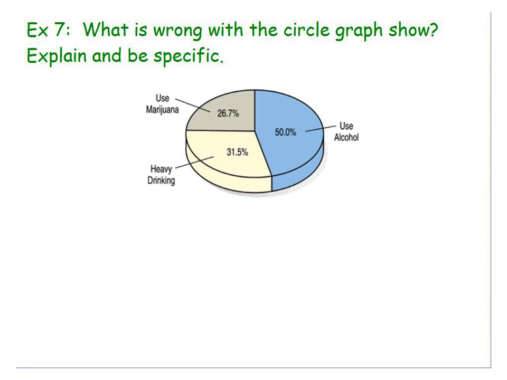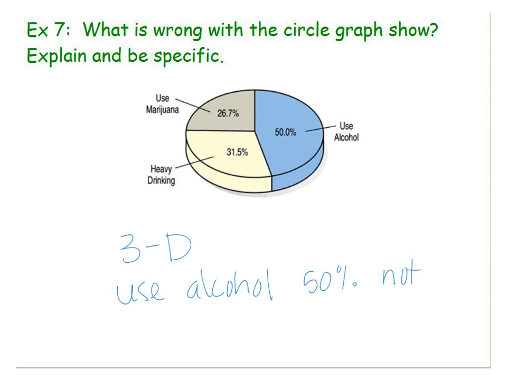Okay, so tell me what's wrong with this circle graph. Well, one, you should be telling me that it's in 3D. Believe it or not, that's a bad thing. Two, what's something else? I'm thinking the using alcohol. What do you see wrong with that? Well, it says 50%. Does that look like 50%? Definitely not. Using alcohol, 50% is not accurate.